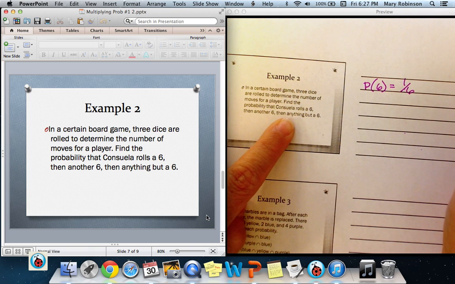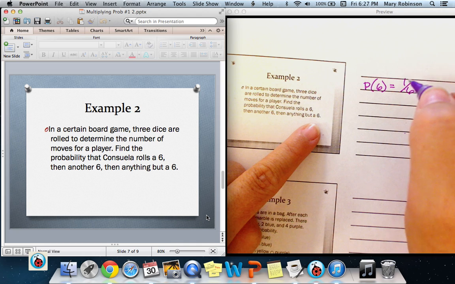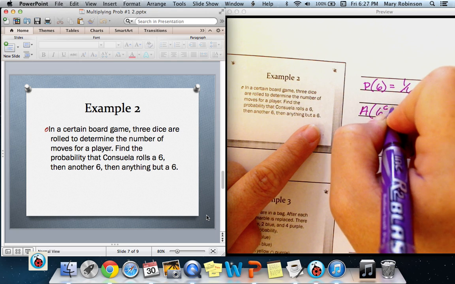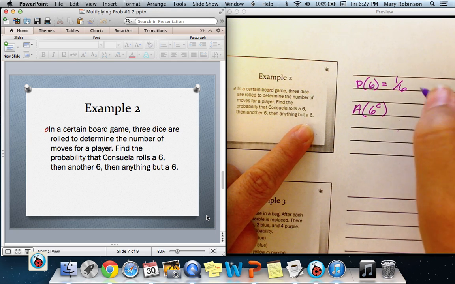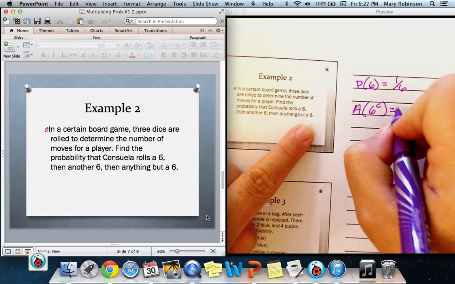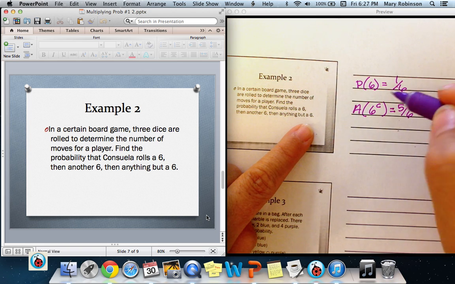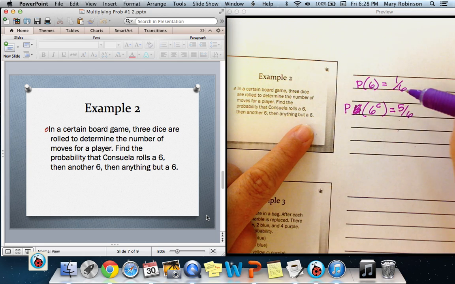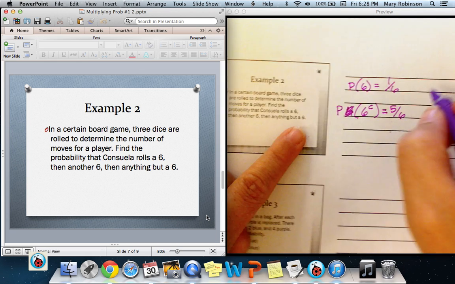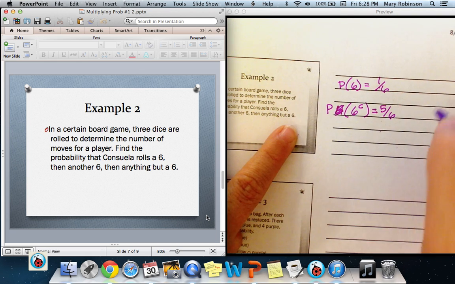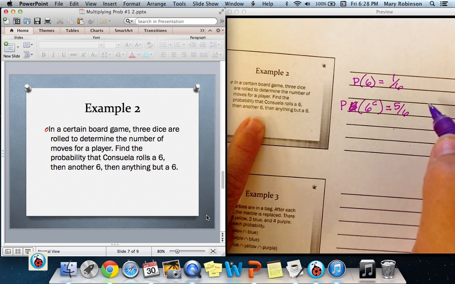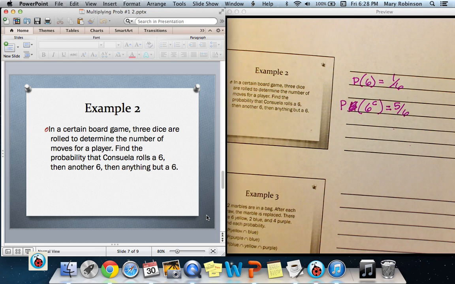The probability that she rolls anything but a 6, we can think of as the complement. So the probability of the complement of 6, meaning anything but 6, would be 5 out of 6. Notice how these two probabilities, and I don't know why I put A, sorry, that should be P, 1/6 plus 5/6 will equal 6/6, which is again equal to 1. So if we want to find the probability that Consuelo rolls a 6, then another 6, then anything but a 6, we simply multiply their probabilities.